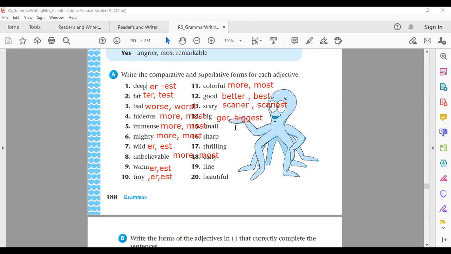And then small, sorry: ER, EST. Smaller and smallest. Sharp: ER and EST. Again, thrilling: more and most. Early: IER and IEST. Earlier and earliest.